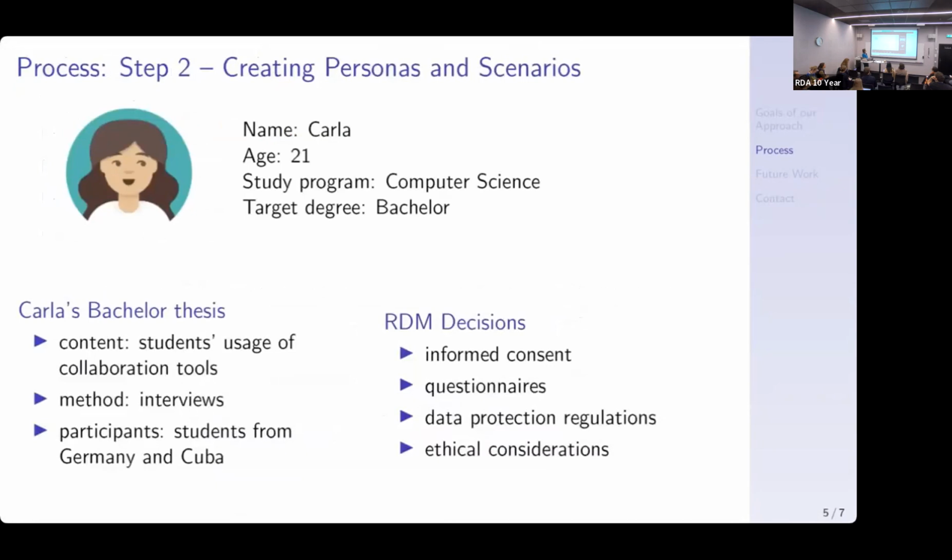The second step is to create personas and also scenarios, because the area of computer science is really wide. That's why we wanted to narrow it down to specific contexts which can happen for students or PhD students. Here we created 3 different personas. Here you can see the first one, Carla, with the age of 21, studying computer science, with the target degree of the bachelor.